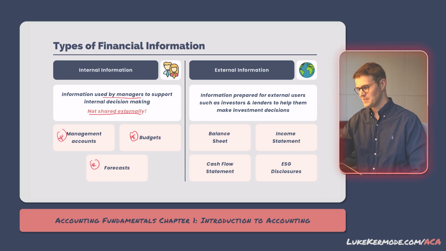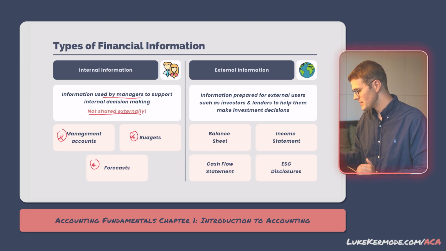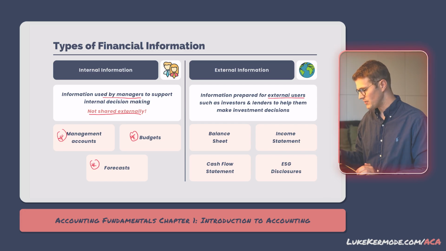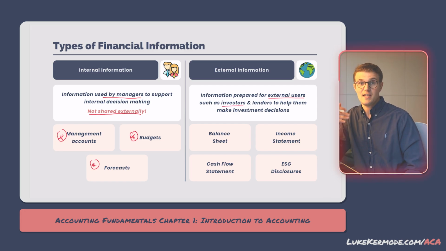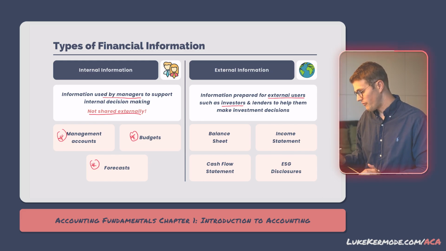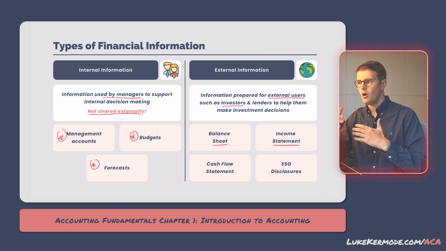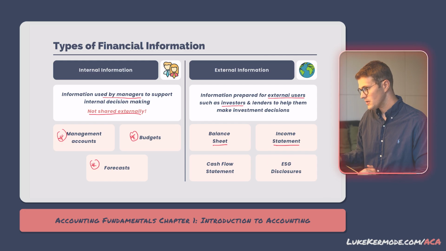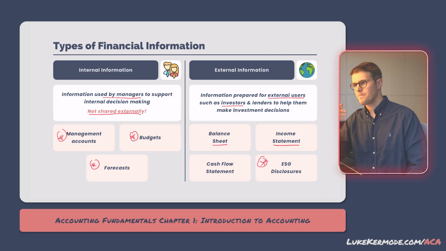departments within the business. On the other hand, external financial information is prepared for people outside of the business, like investors, banks, regulators, and even the wider public. These reports include the statement of profit or loss and the statement of financial position, and increasingly businesses are also publishing sustainability disclosures, which includes info about their environmental impact and their social impact.